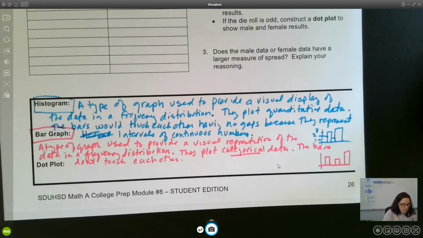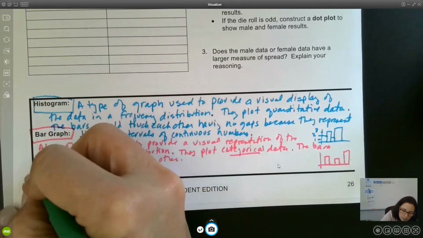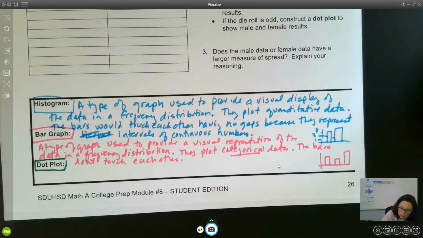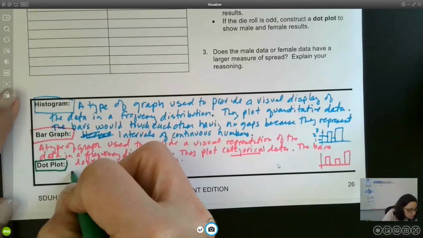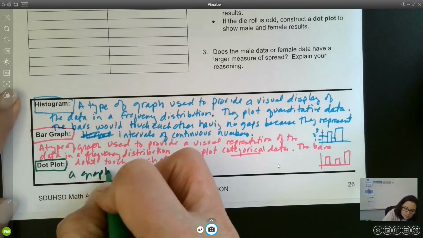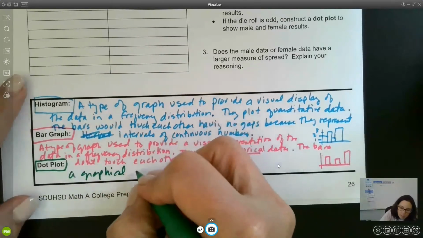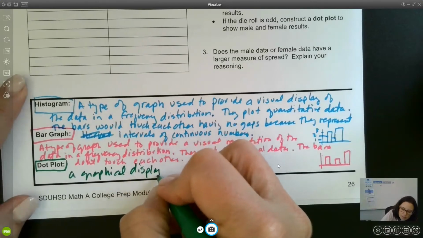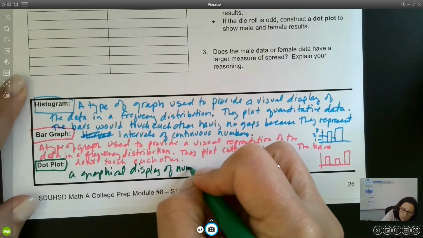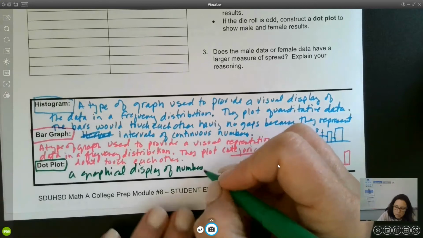Okay. Dot plot. I'm going to change to green on this one because, again, I wrote too far into that one. So this is shorter. This is a graphical display of numbers using dots.